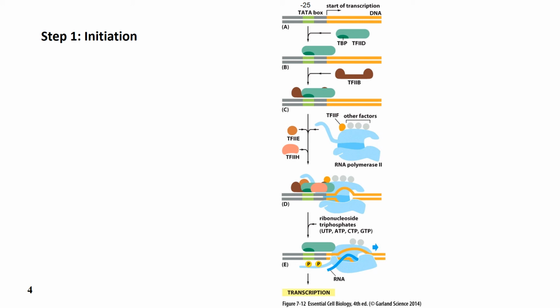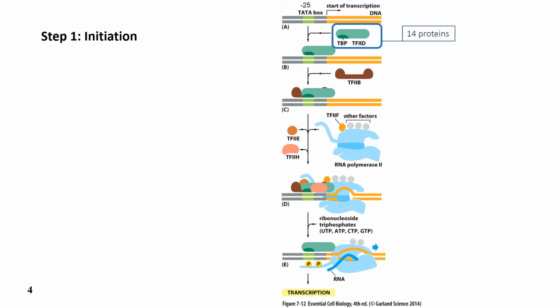Also similar to prokaryotic cells, we're going to have a protein that will bind to this TATA box to start the process of initiation. In prokaryotic cells, that protein is the sigma factor. In eukaryotic cells, that protein is termed the TATA binding protein, or TBP, and that TBP is part of a 14-protein complex known as TF2D.